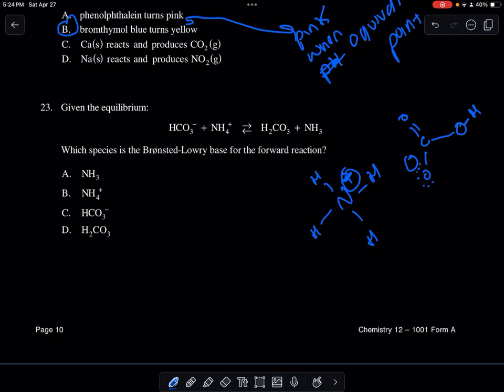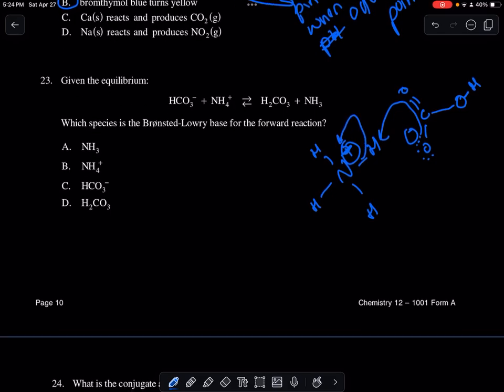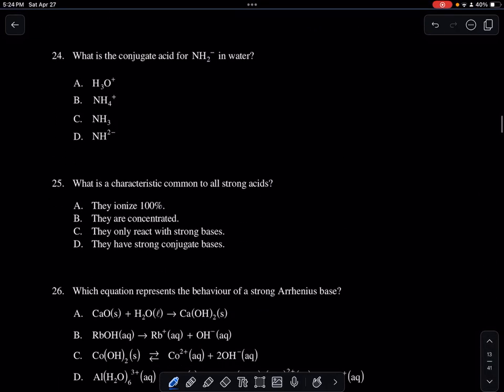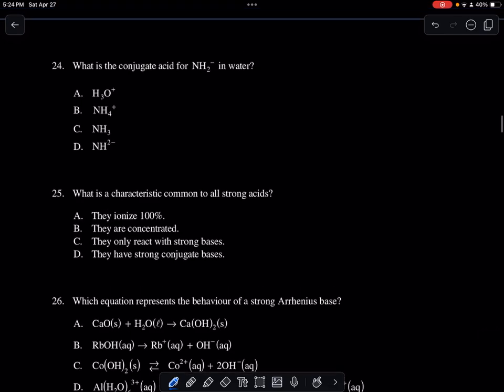So HCO3 is what we have here. So we have our carboxylate. It will grab that hydrogen. And then this is what's happening. So our Bronsted-Lowry base is the one that takes the proton. Notice it becomes its conjugate acid. So the conjugate base must be this. For NH2 minus, all you have to do to find the conjugate acid is to add a proton. So it's NH3.